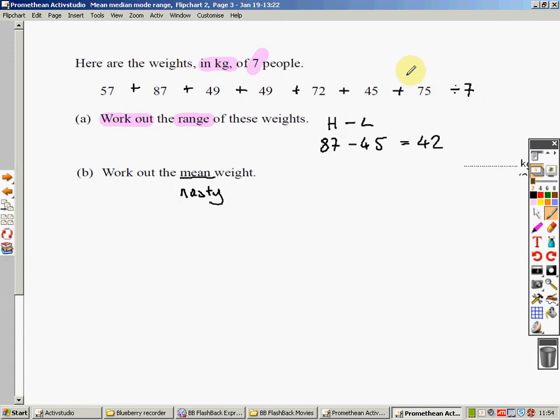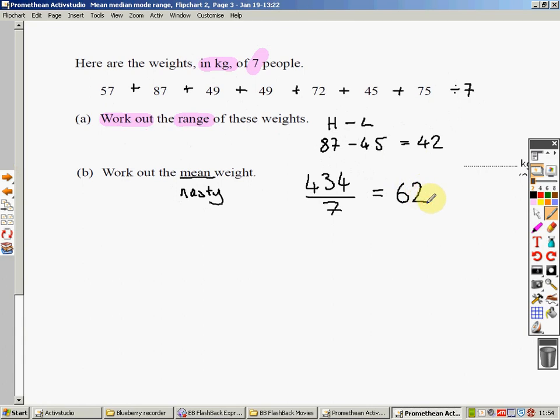So I must press equals on my calculator at this point to work out the total. And what I say to students is always write down the total, 434. And now I can't make that mistake. So 434, now divide that by the 7, equals 62.